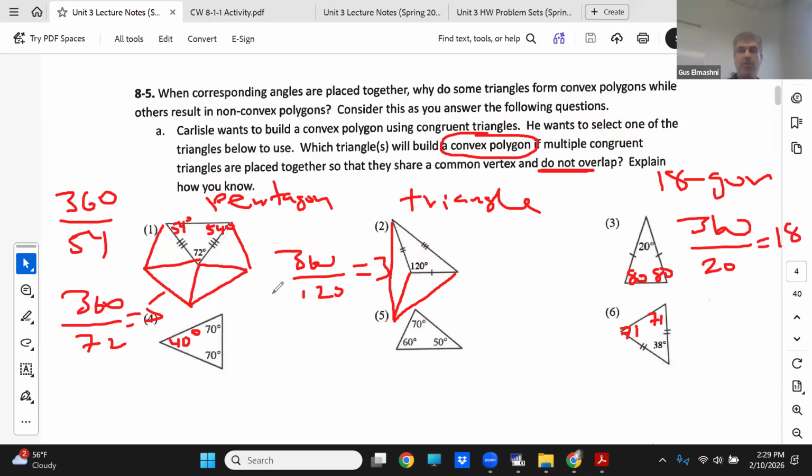What about for triangle 4? 9. Nonagon. Yeah, nonagon. You're doing 360 divided by 40. It's a 9-gon. You can say 9-gon if you want. It's fine.